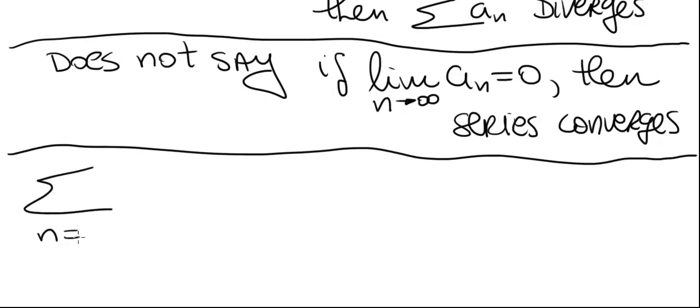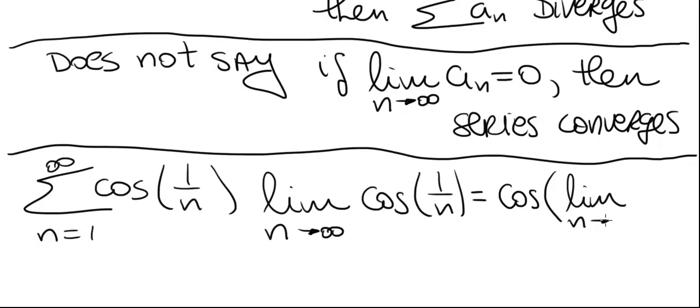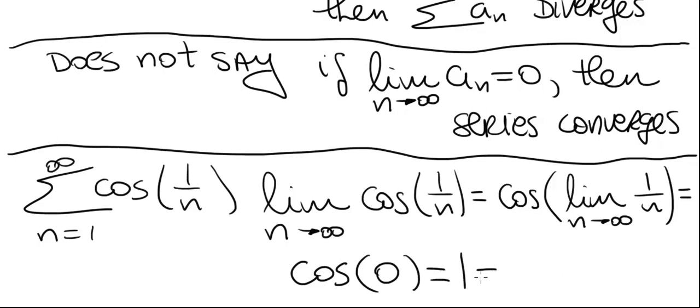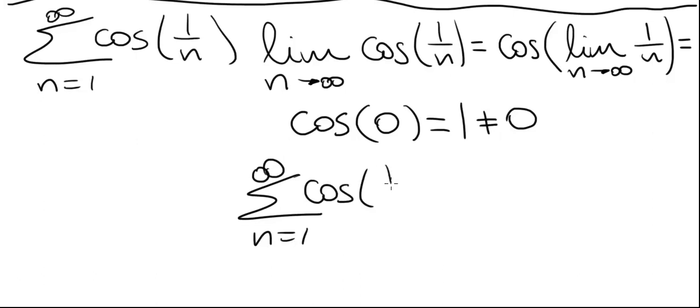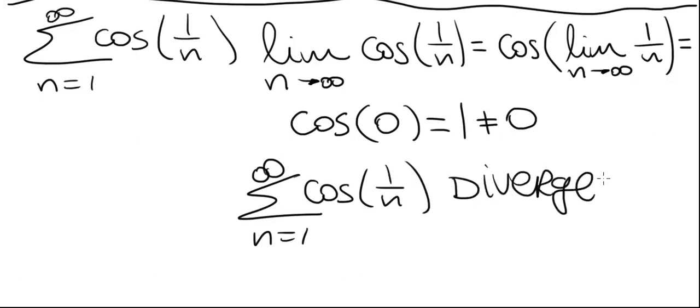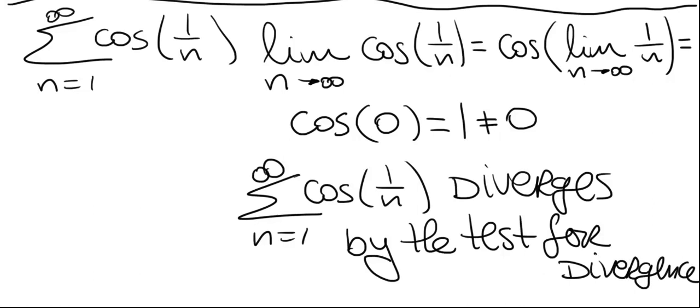So returning to our series from 1 to infinity cosine of 1 over n, we look at the limit as n goes to infinity of cosine of 1 over n, and that can be rewritten as cosine of the limit as n goes to infinity of 1 over n. Of course, this limit is 0, so this converges to cosine of 0, which is 1. And 1, of course, does not equal 0. And we can now use the test for divergence to conclude that the series from 1 to infinity cosine of 1 over n diverges, and we can say why: by the test for divergence. And so that's the appropriate way to use test for divergence.